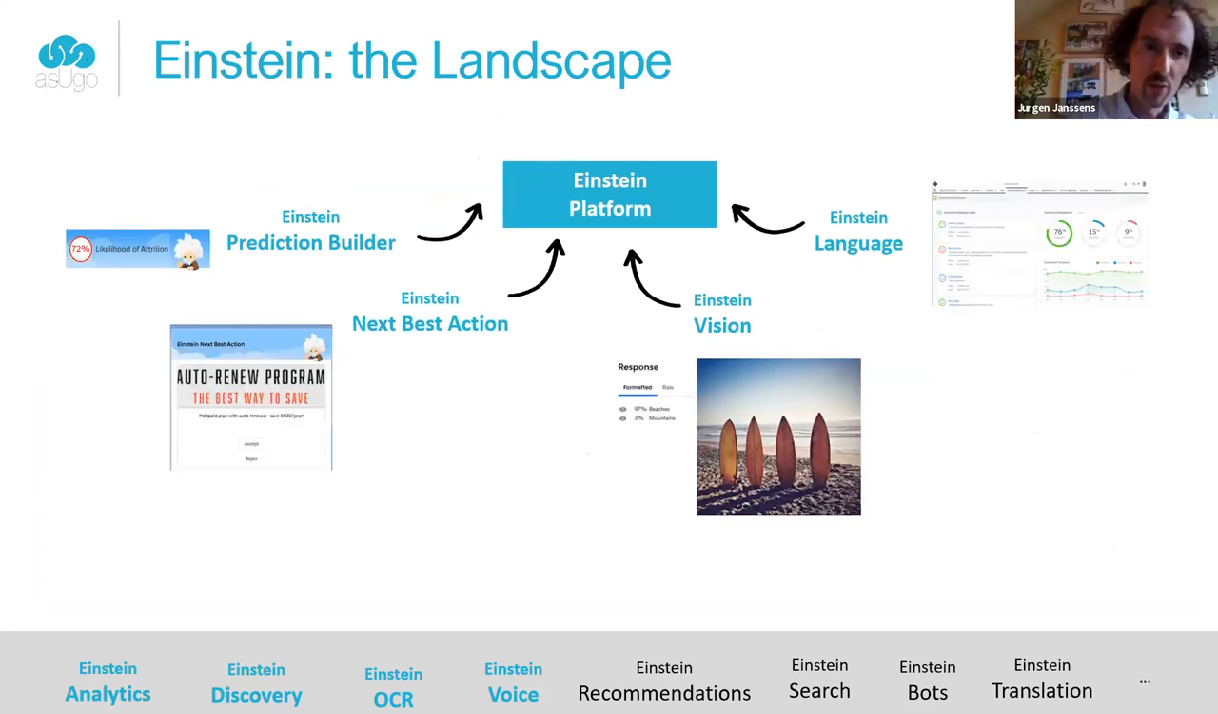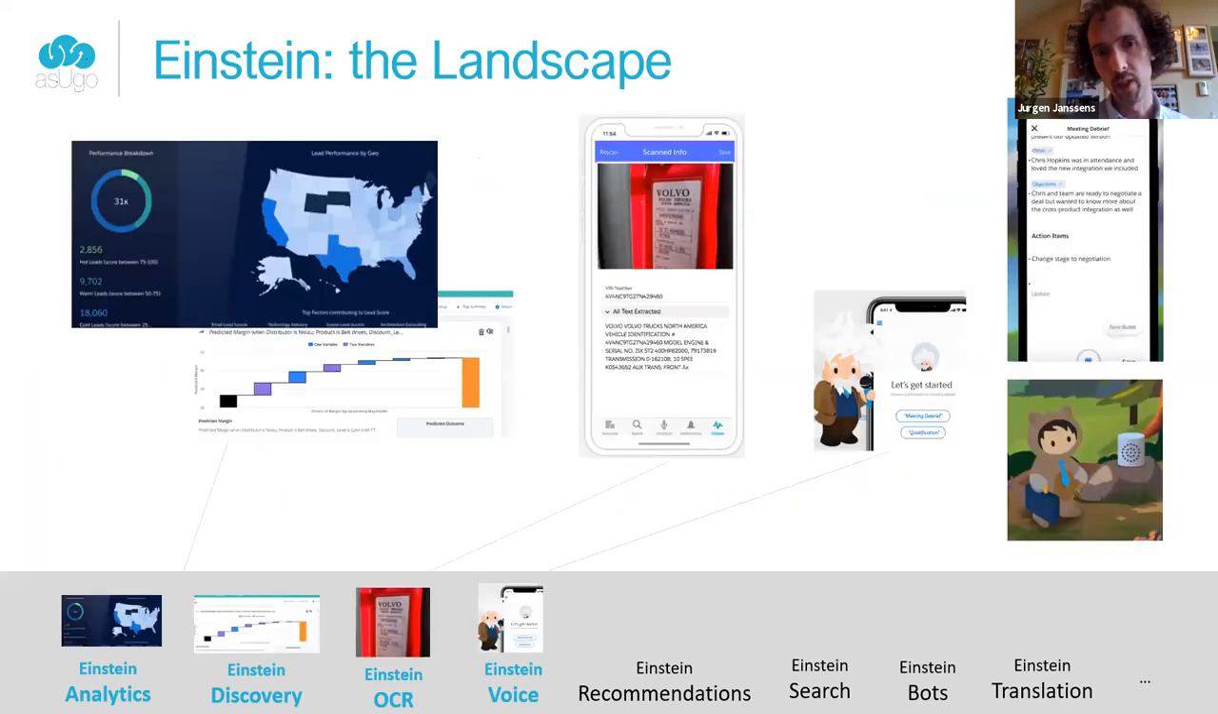So that's about it for the platform part. Prediction Builder, Next Best Action. Vision, which is really AI as a service, Language, more or less two. And then you have a couple of other products, and it's not even the complete list yet. Analytics and Discovery, which are a bit related. Discovery we will not go into in detail today, but it allows you to crunch data, even more than Analytics.